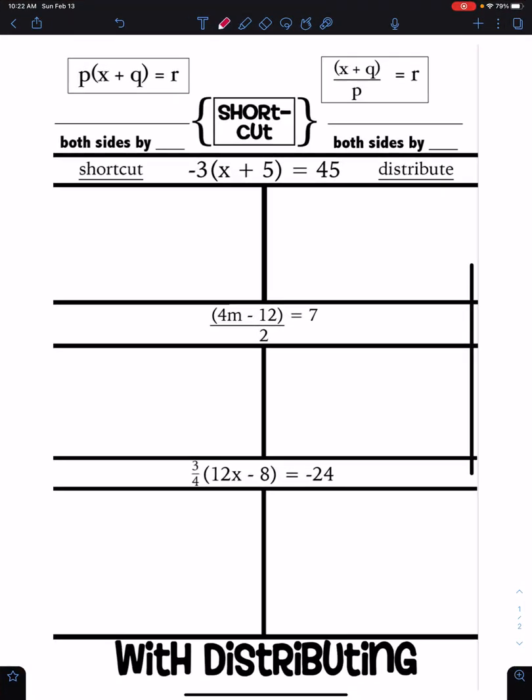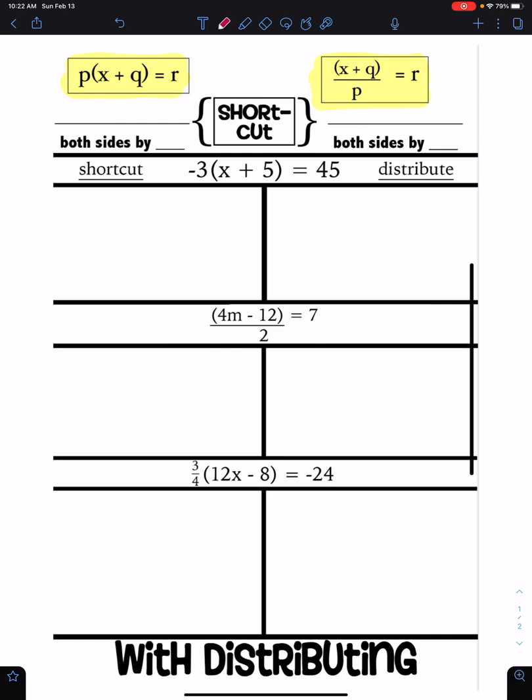Today we're going to continue learning about equations. This time we're going to look specifically at equations that have the distributive property. So remember that when we learned about distributing, we learned about it two ways, with multiplication like you see in this example, and division like you see in this example. So let's start with multiplication.